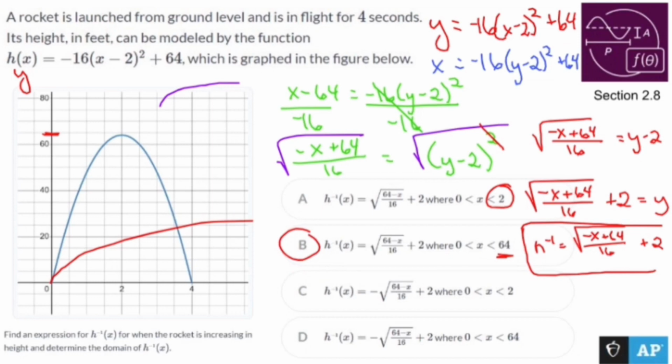So a lot to do there. Not only did we have to find the inverse, we had to make sure it was positive only, and then we had to make sure that we had the right domain. But we did it, and I'm proud of each and every one of you.